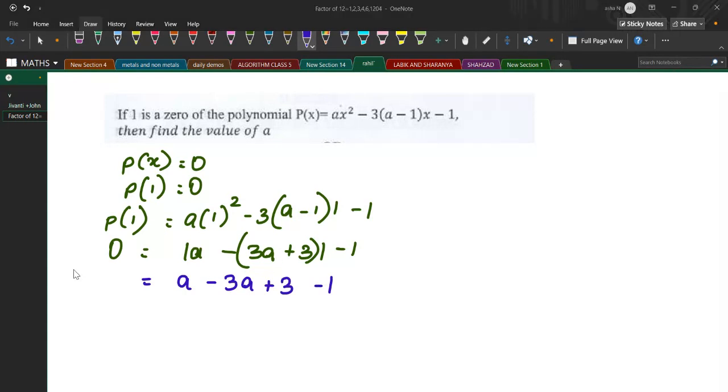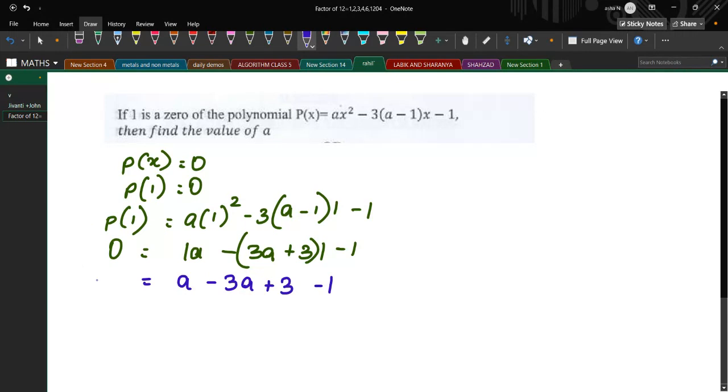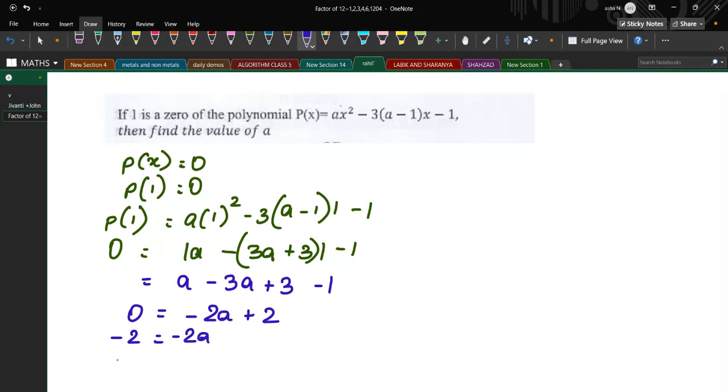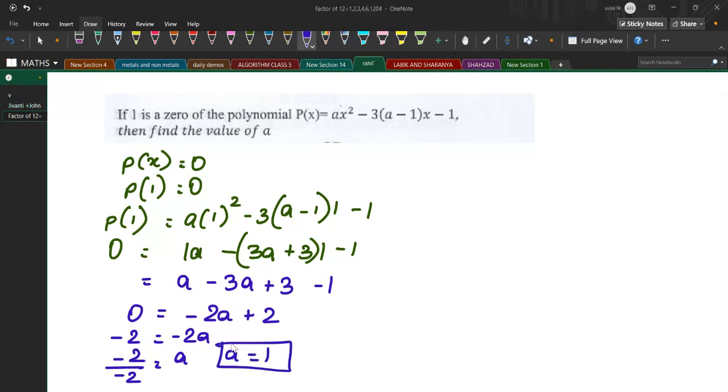Okay, now we need to combine like terms. Any like terms? Yeah, a and a are like terms. So 1a minus 3a plus 2, which is equal to 0. So 0 minus 2, which is equal to minus 2a. So minus 2 upon minus 2, which is a. So minus 2 and minus 2 will get cancelled. So the value of a is 1. Yeah, if you want, you can take it in your book as well.